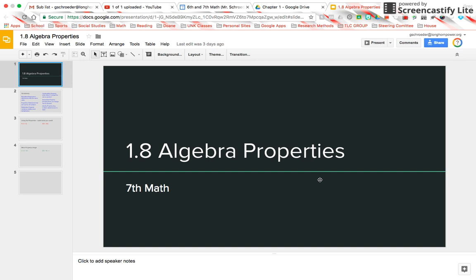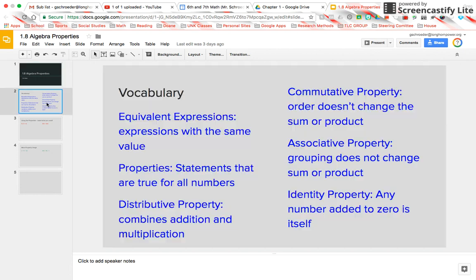All right, 1.8, we're going to get into algebra properties. We've done a little bit of work with expressions and variables and equations, solving those problems in a little bit of a step-by-step fashion, but sometimes you get into a little bit longer problems and you need some different properties to help you simplify those problems so that they're a little bit easier for you to do. Okay, and so that's what we're going to get into today.